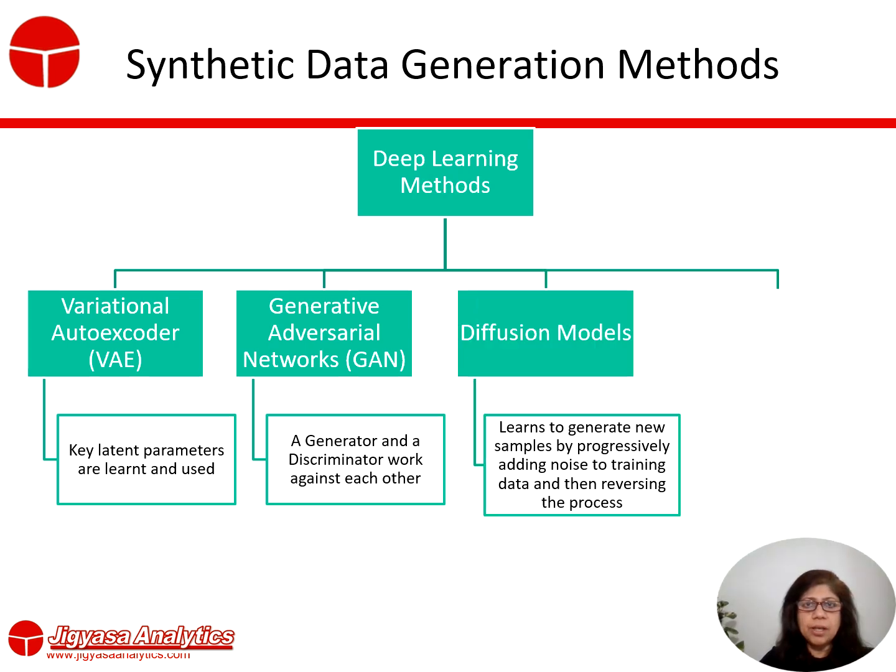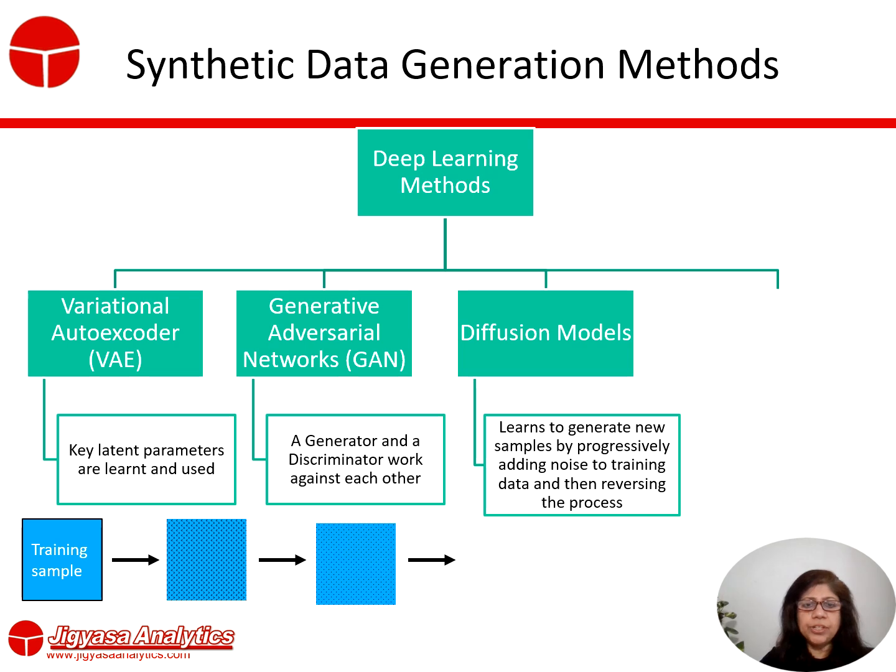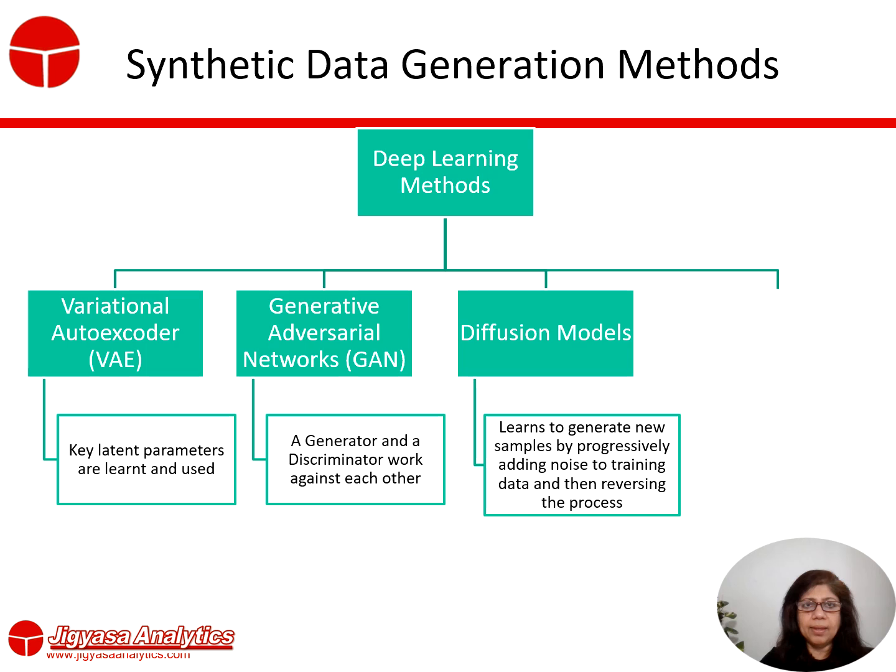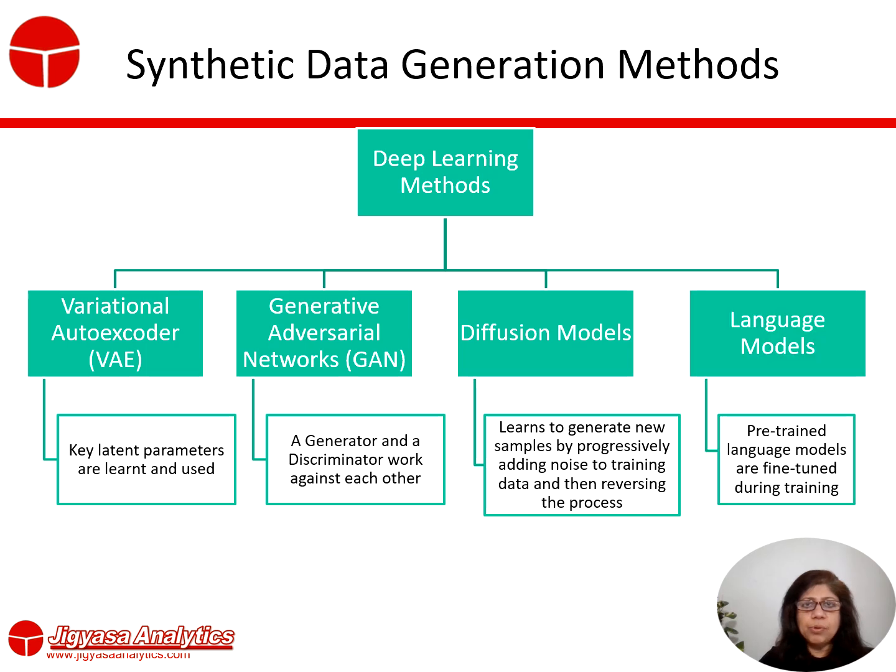Diffusion models progressively add noise to training data until all features are completely random. The model then learns to reverse the process and create new synthetic samples from noise. Lastly, tabular data can be converted to a textual format and then fed into a large language model, which can then spit out new synthetic textual data that is converted back to tabular format.